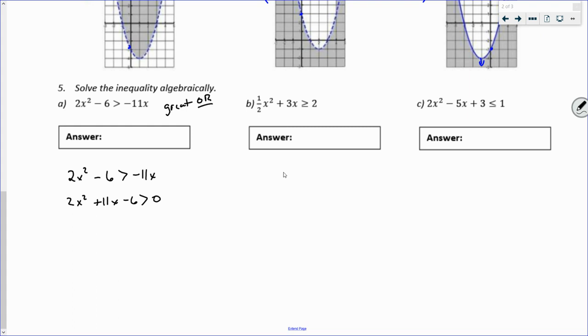Greater or, which means, with this type of sign, I'm either going to be x is less than a number or x is greater than a number. It's just a matter of what numbers those are.